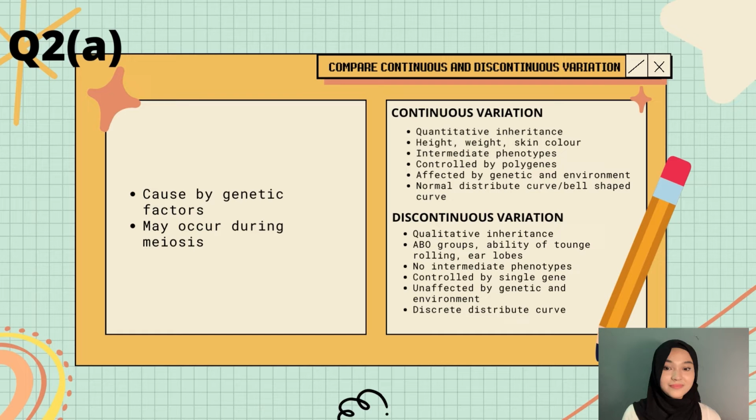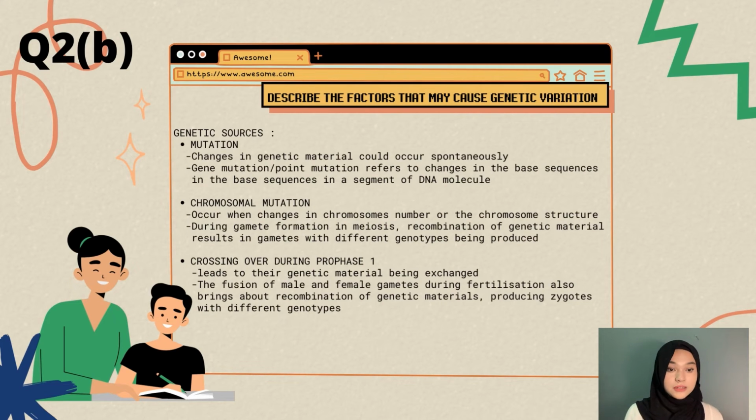Yeah. Now we look at question 2b. It wants you to describe the factors that may cause genetic variation. Before that, genetic variation has 2 types: genetic sources and environmental sources. We will look at the genetic sources first. It has 3: mutation, chromosomal mutation, and crossing over during prophase 1.